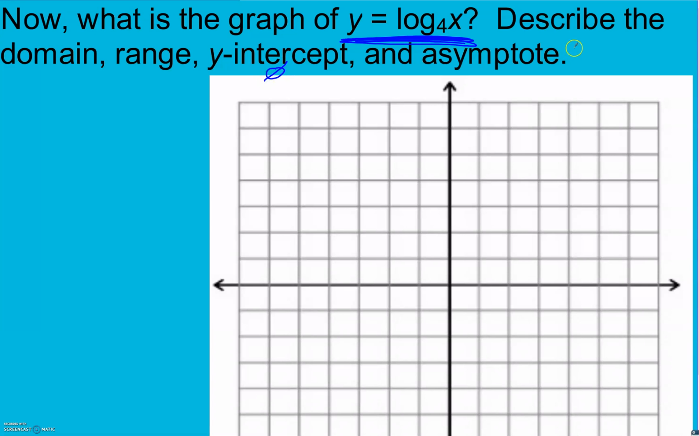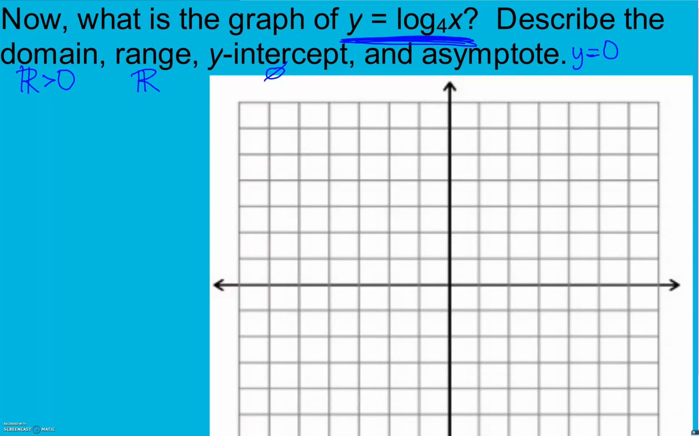We know our asymptote is going to be at y equals 0. For logarithmic functions, those are always true. Our range is going to be all real numbers. And our domain for logarithmics are all real numbers greater than 0. Again, unless there's some kind of a transformation, which we don't have here, that's what it's going to be.